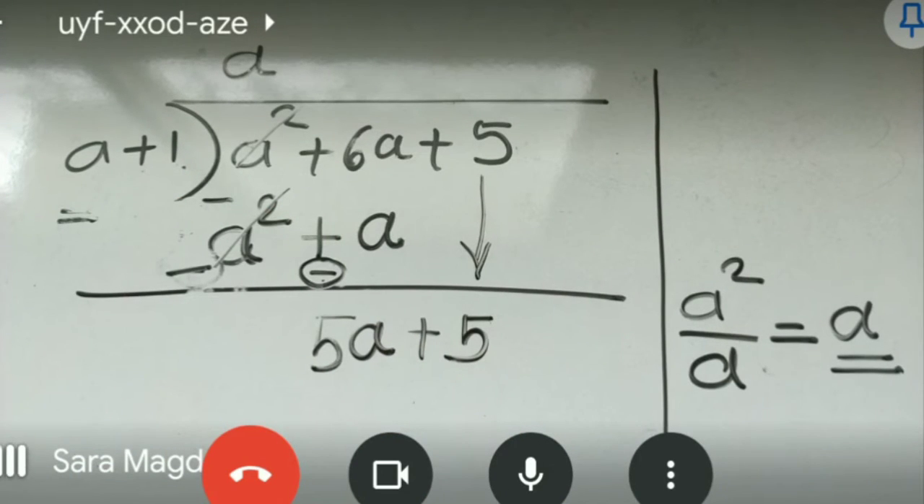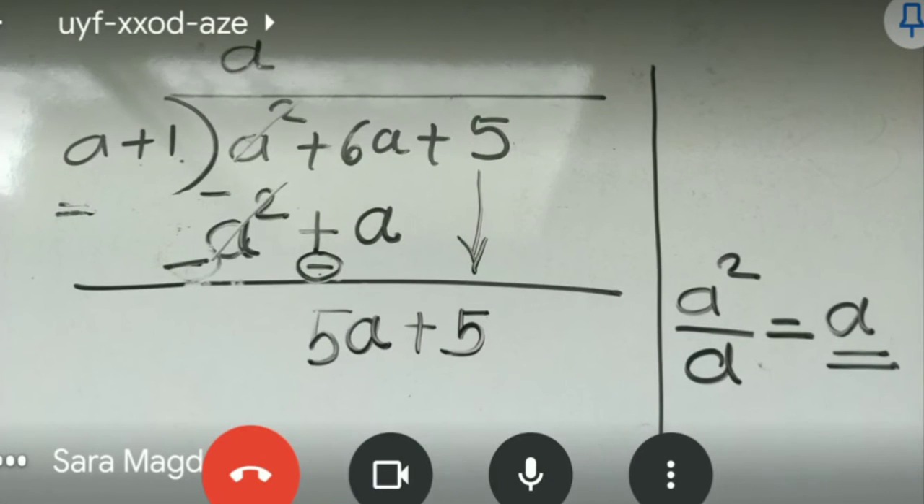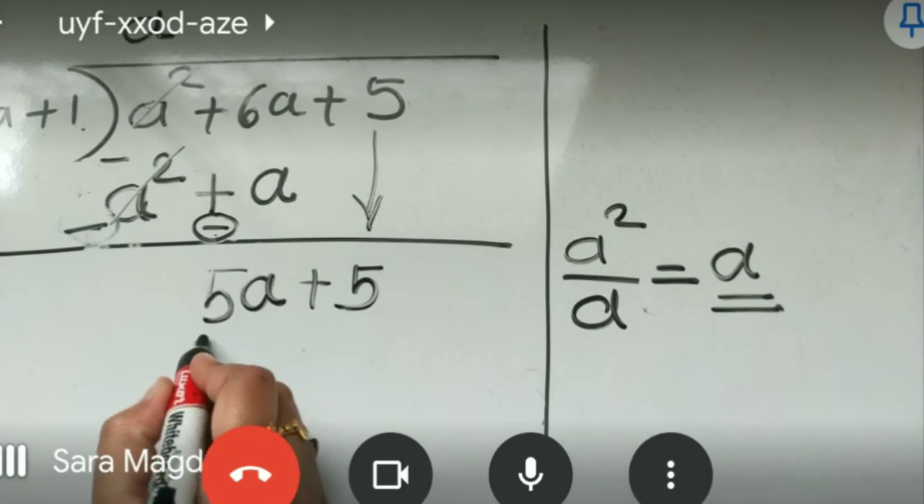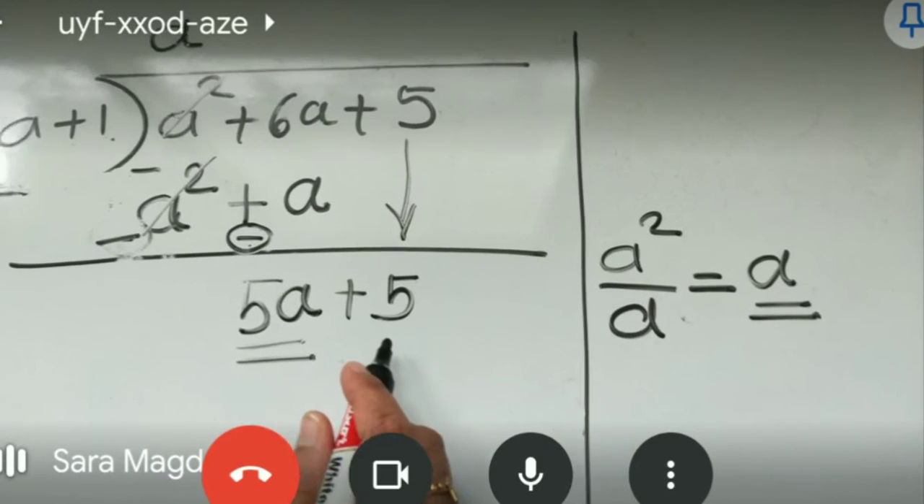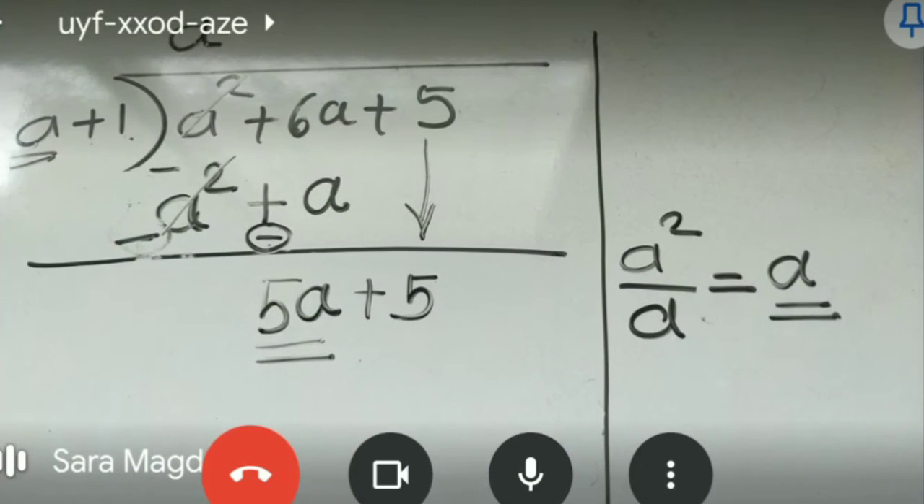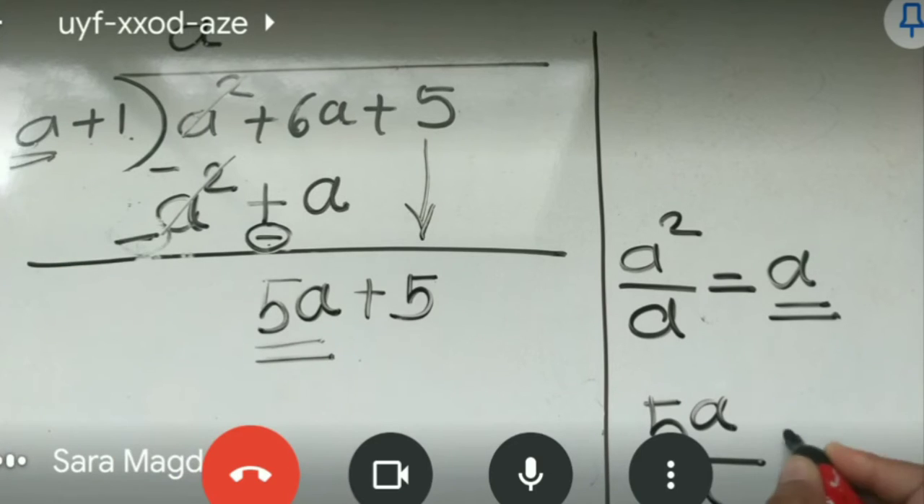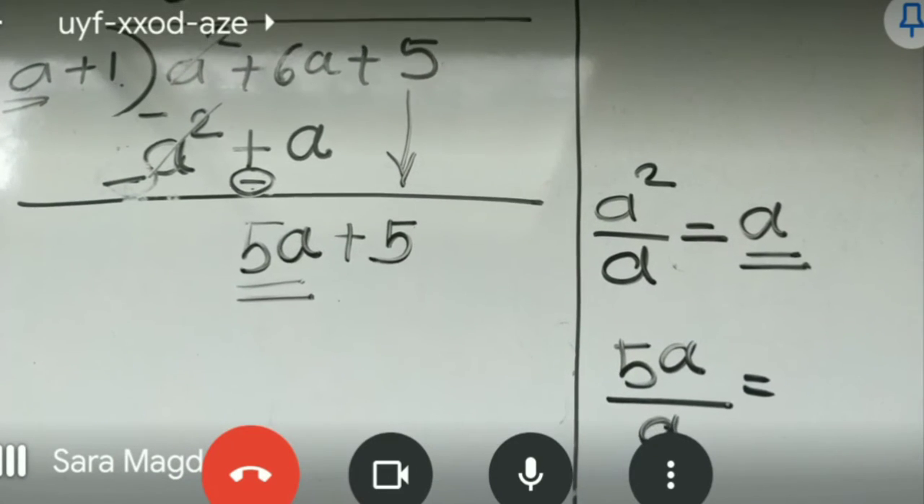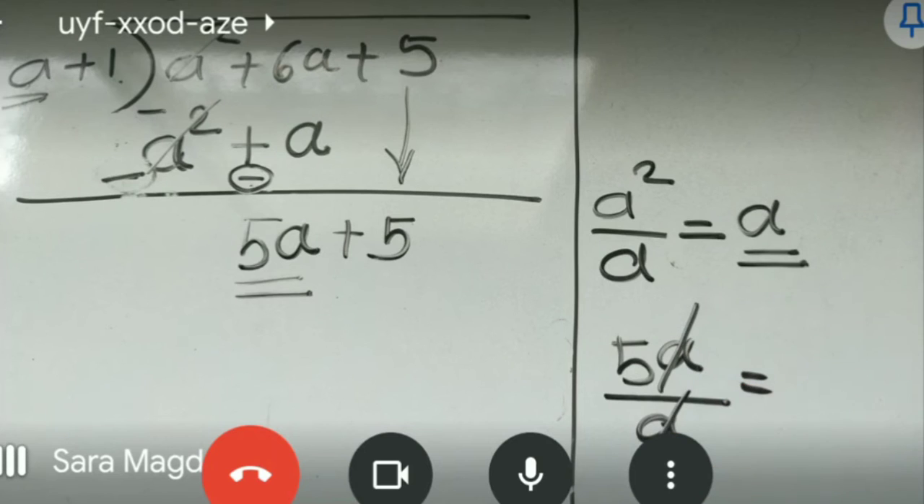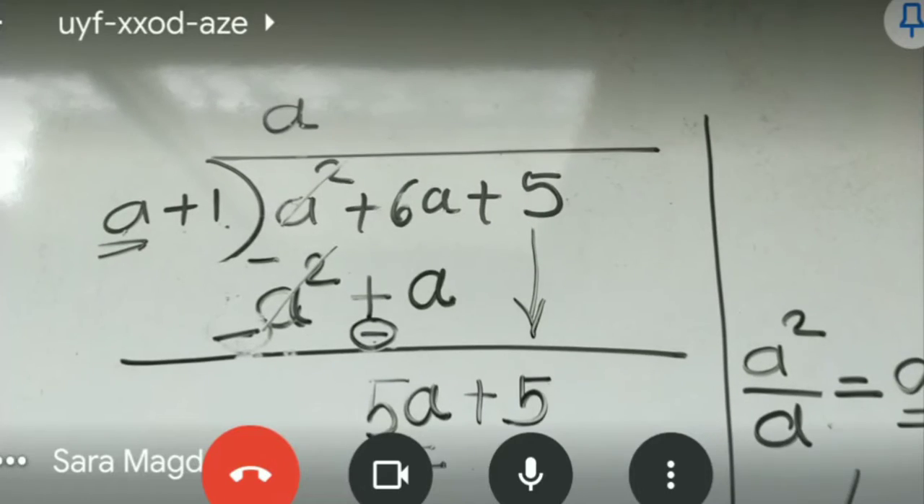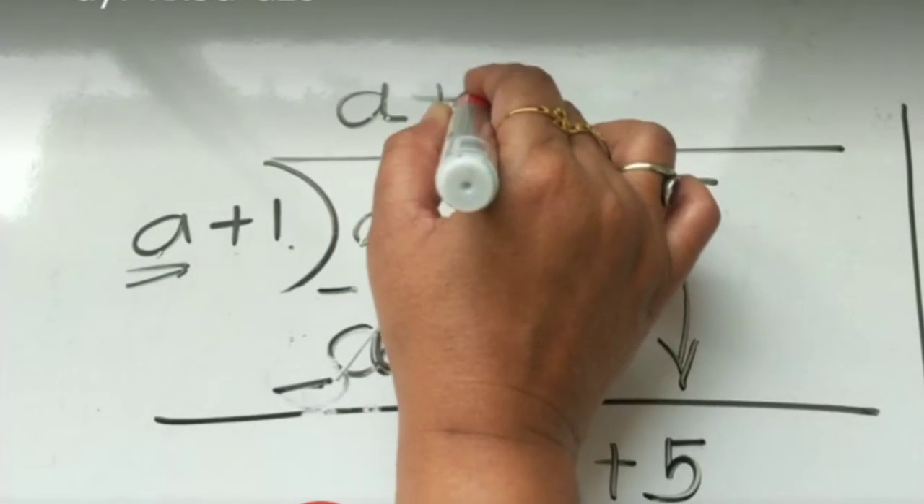Tell me what will be the next quotient. How will you find the next quotient? Again, the comparison between the first term of this and the first term of this. Do the comparison. What is the first term? 5a upon what is it? A. Now tell me what is the answer. 5a upon a. A will get cancelled and you will get only 5. Is it clear? You got plus 5 here, so you will write plus 5 in the quotient place, adding it after the previous quotient term.